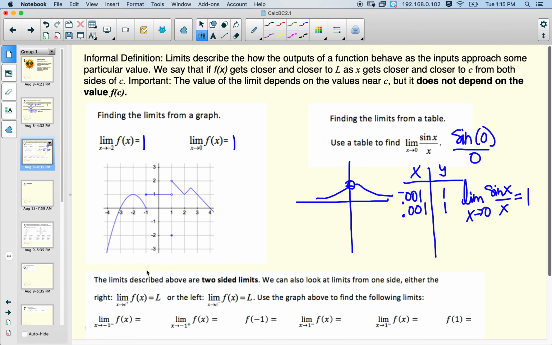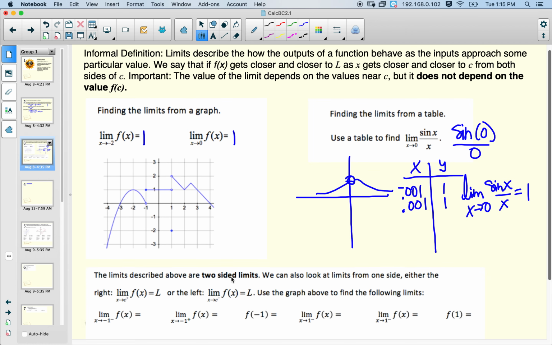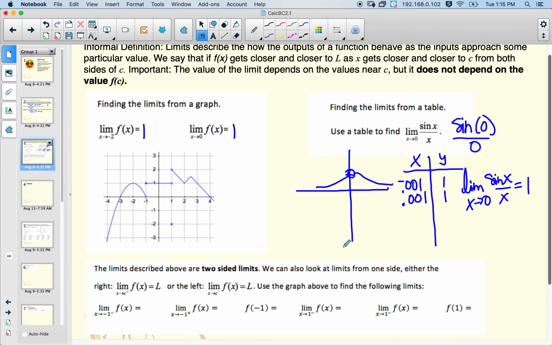Okay, so finally, let's look. The limits described above are two-sided limits. We can look at limits from one side, either the right-hand side or the left-hand side. And how you know is if there's a plus sign right here, then that's going to be from the right. If there's a minus sign, that's going to be from the left. So I'm going to do this first one, and then you're going to do the second one.